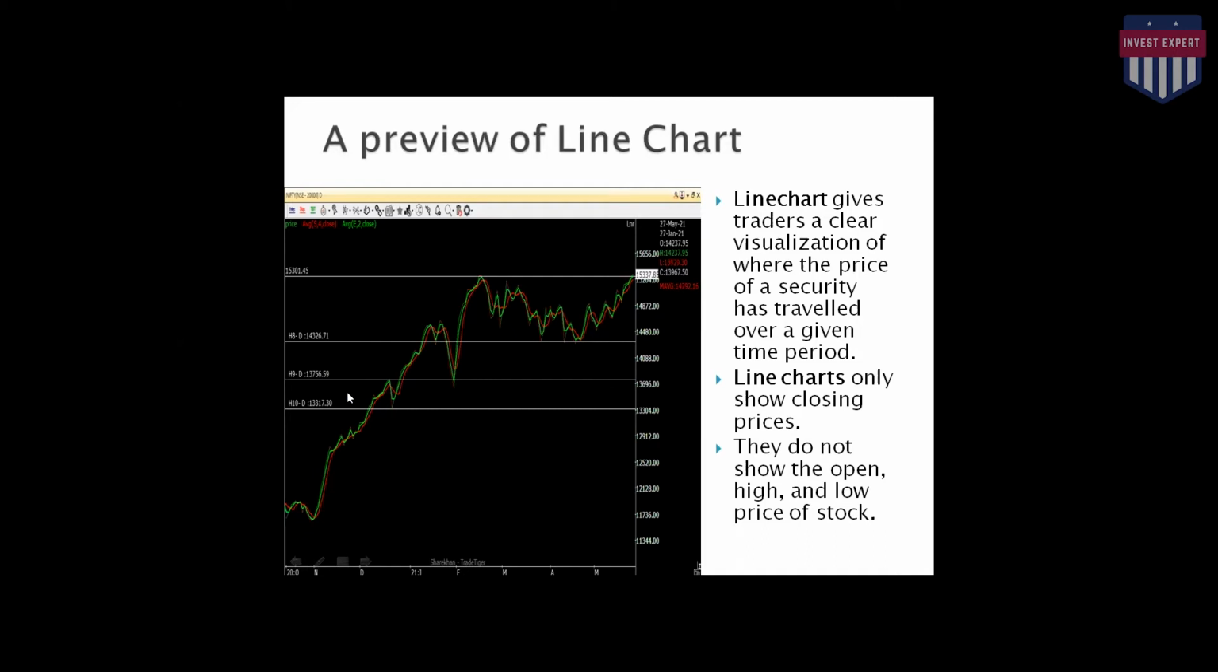So this line chart simply gives you a visualization of where the price of a security has traveled over a given period. All the data points that are used to develop this line are the closing prices. They are only the closing prices. They do not show the open, high, and low price of the stock. Thus, this graph will give you a limited amount of information.